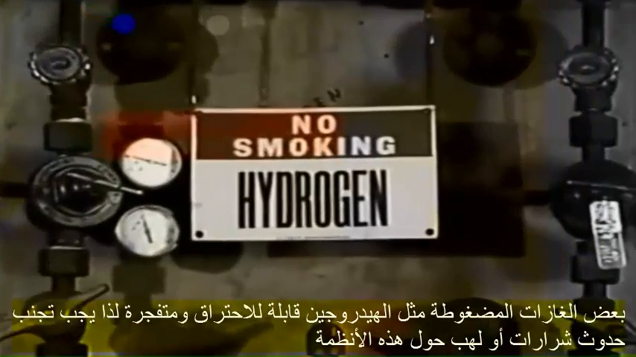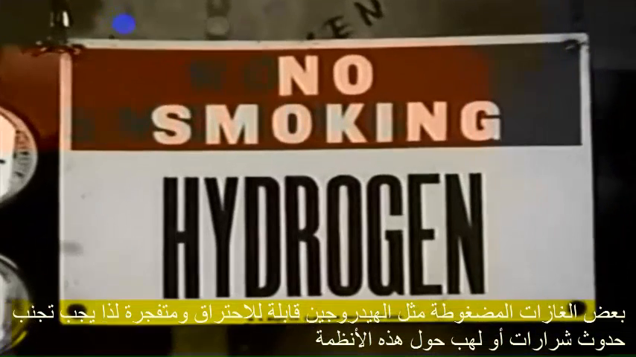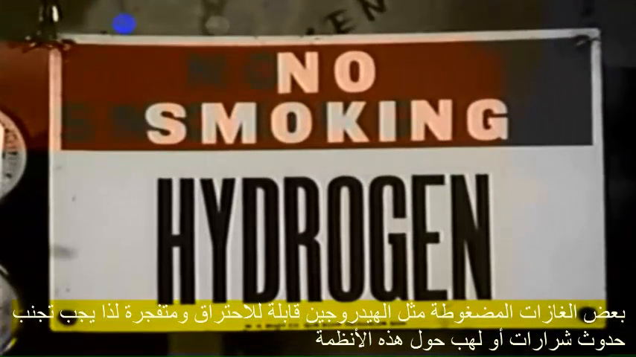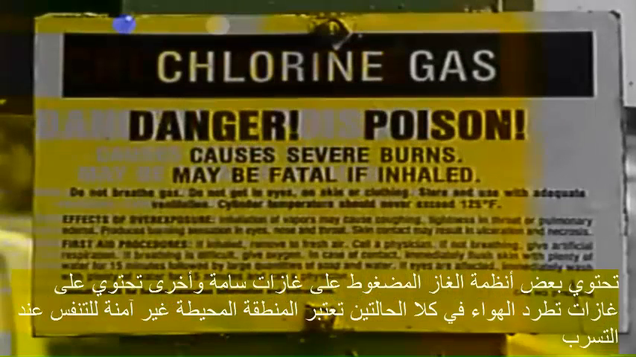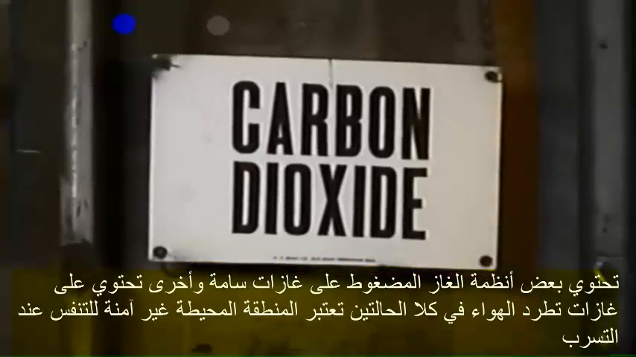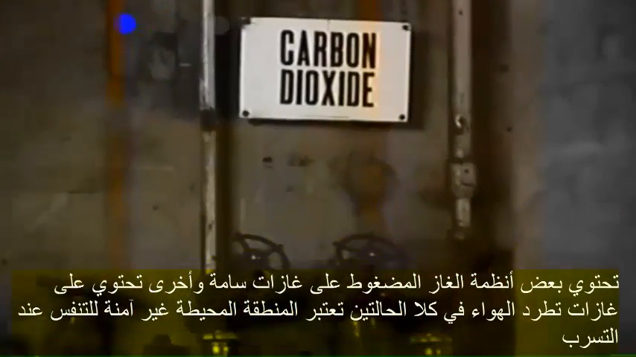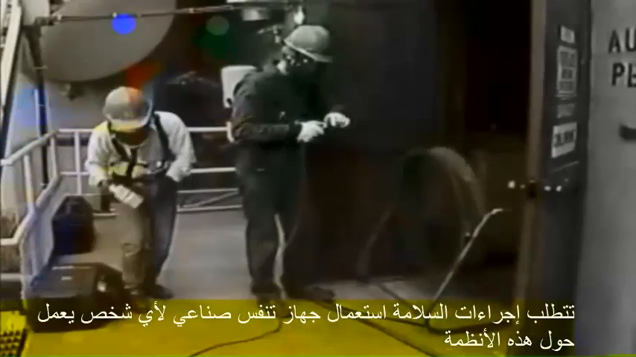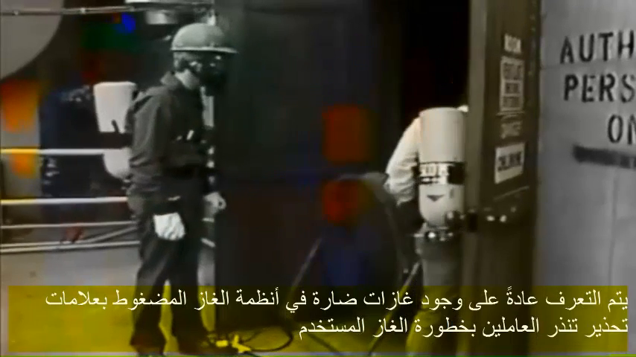Some compressed gases, such as hydrogen, may be flammable or explosive. So open flames and spark-producing equipment should never be used around these systems. Some compressed gas systems may contain gases that are toxic, and some may contain gases that displace air. In either case, these systems may make surrounding areas unsafe to breathe in if a leak occurs. Plant procedures may require the use of a respirator by anyone working around such systems.